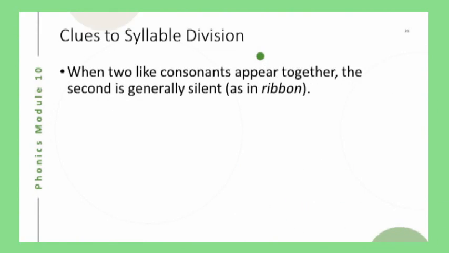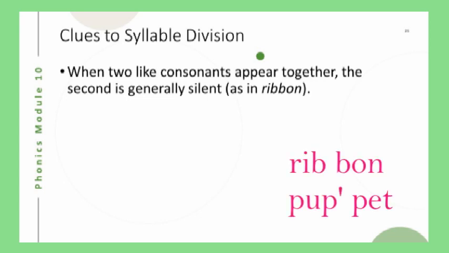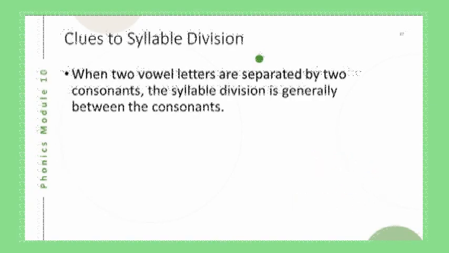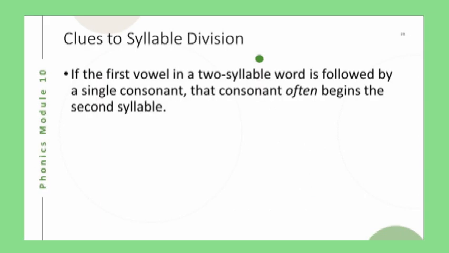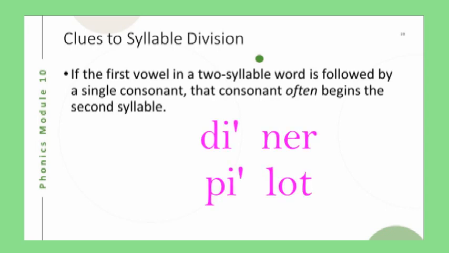Here is another generalization. When two like consonants appear together, the second is generally silent. When two vowel letters are separated by two consonants, the syllable division is generally between the consonants. When in doubt, try this generalization first. If the first vowel in a two-syllable word is followed by a single consonant, that consonant often begins the second syllable.